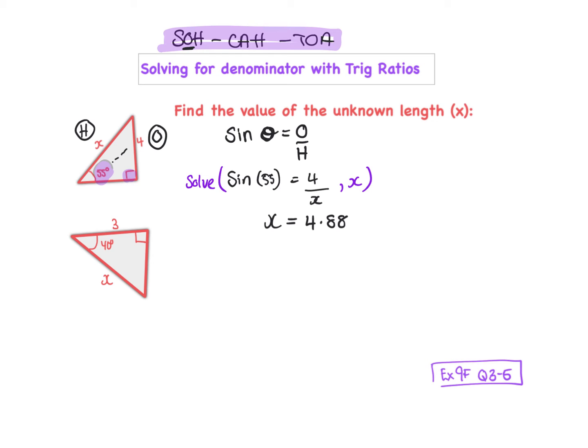So for the next one, I'm going to go label it again. So this case, I've got the hypotenuse, and I have the adjacent. So which formula would I be using? Good, cos. So I'll write the formula, which is A over H. I'm then putting in all the information that we know. So we know that the angle is 40. We know that the adjacent is 3 and the hypotenuse is x.